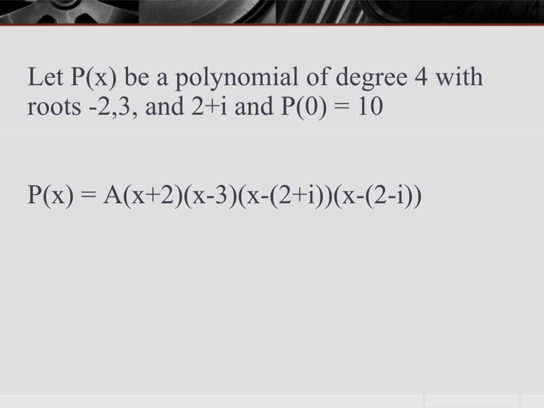First of all, notice that our polynomial is of degree 4, but we're only given 3 roots. That is because the root 2 plus i is complex, and thus will have a complex conjugate pair with it. Thus, we can write p of x equals a times (x plus 2) times (x minus 3) times the pair (x minus (2 plus i)) times (x minus (2 minus i)).